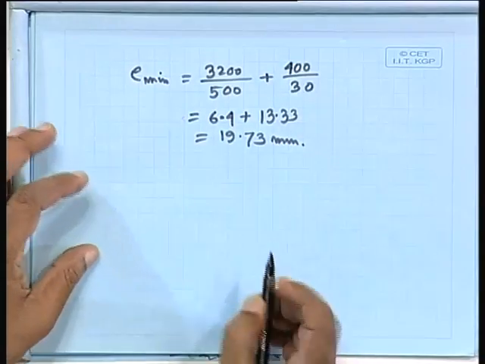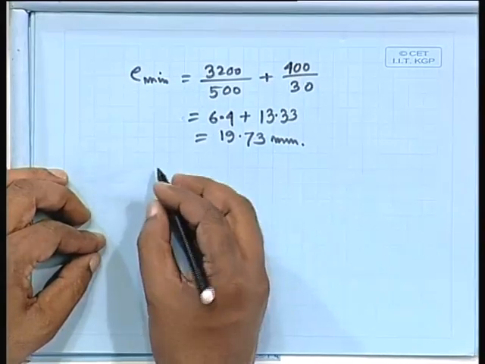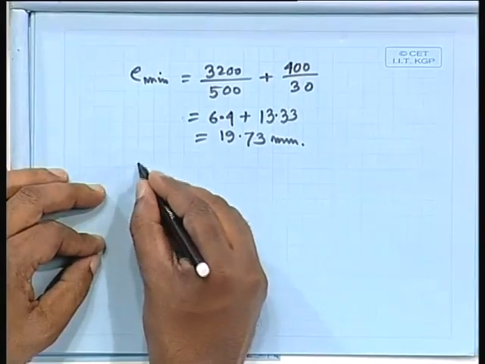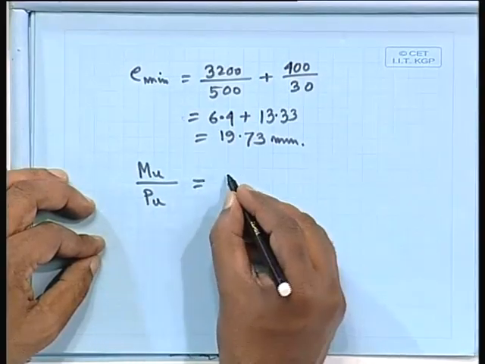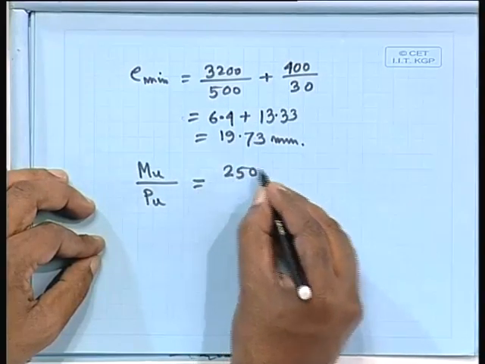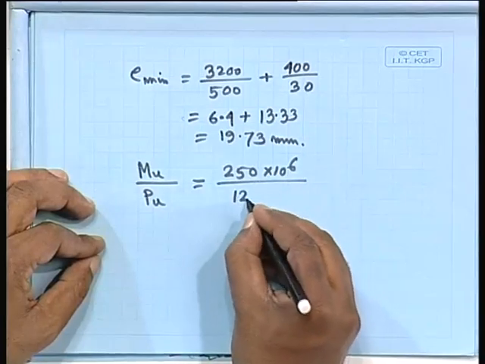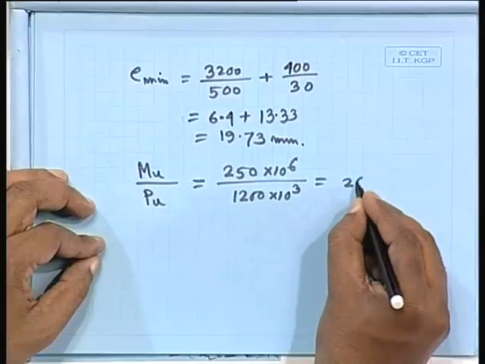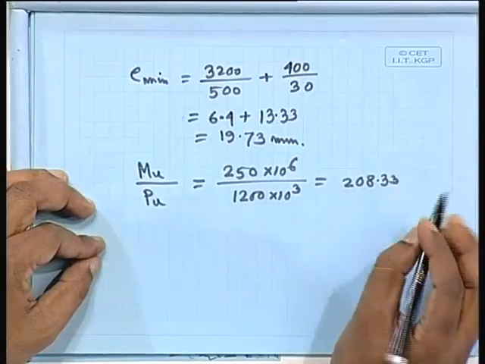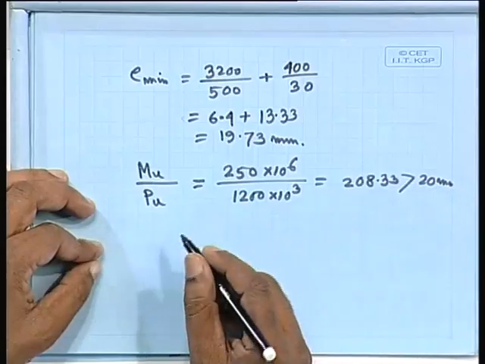So let us find out, design for M. What is the Mu by Pu? Mu by Pu equal to 250 into 10 to the power 6 divided by Pu, which is 208.33, which is greater than 20 millimeter. So we have to design for M.